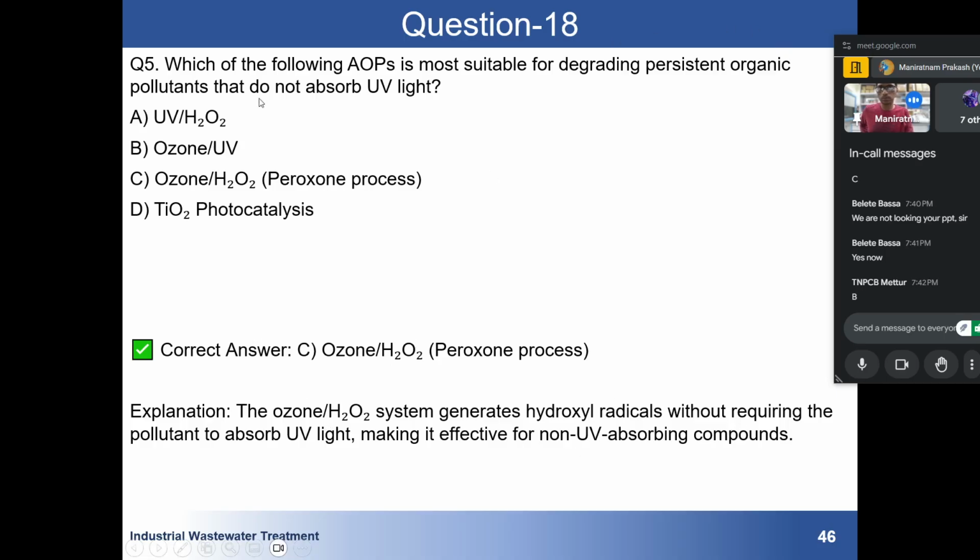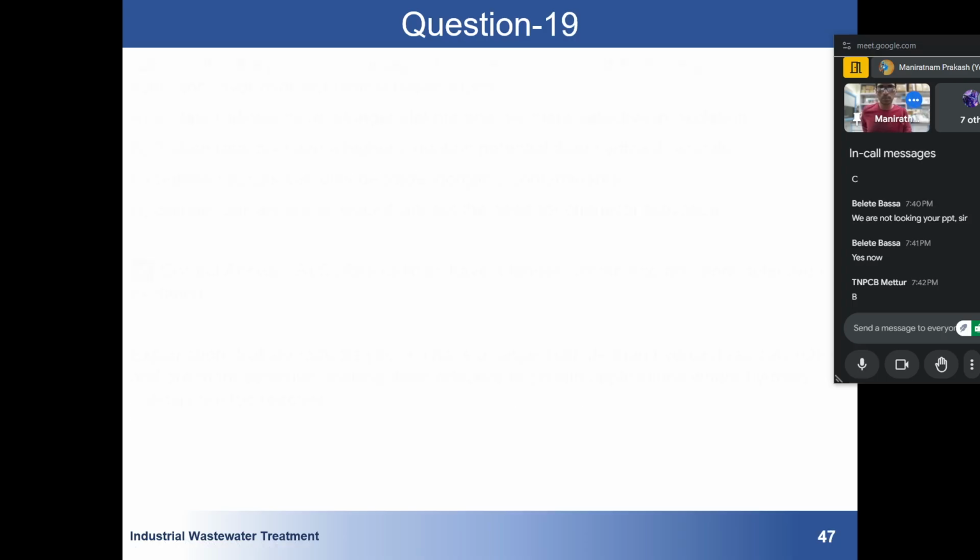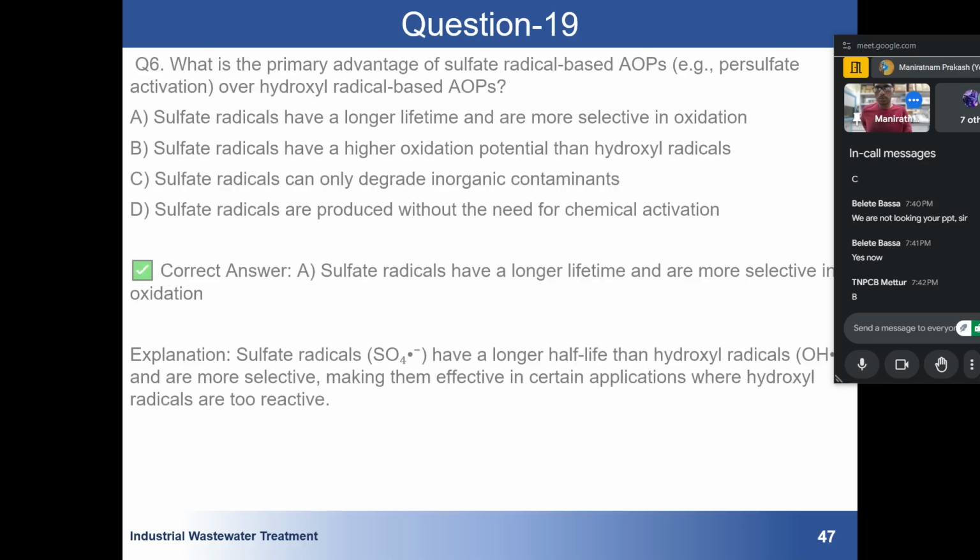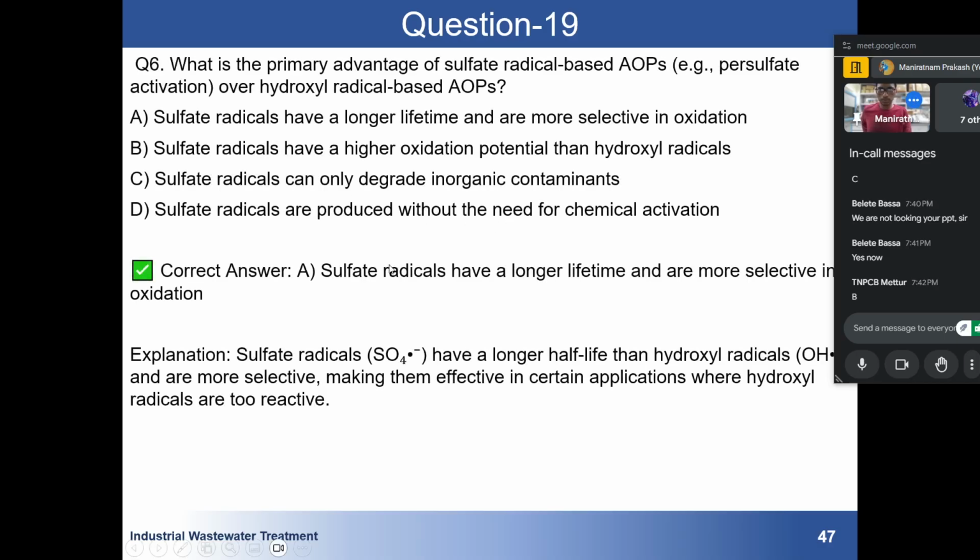The ozone/H2O2 system generates hydroxyl radicals without requiring the pollutant to absorb UV, making it effective for non-UV absorbing compounds. So this was a direct question from your lecture notes.